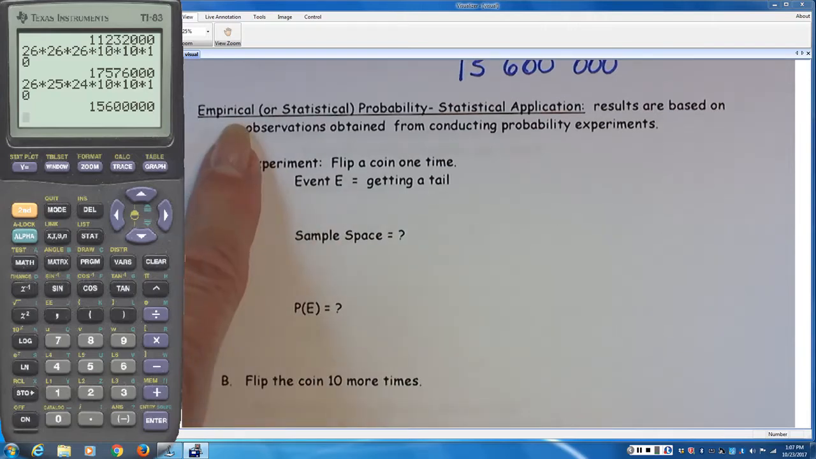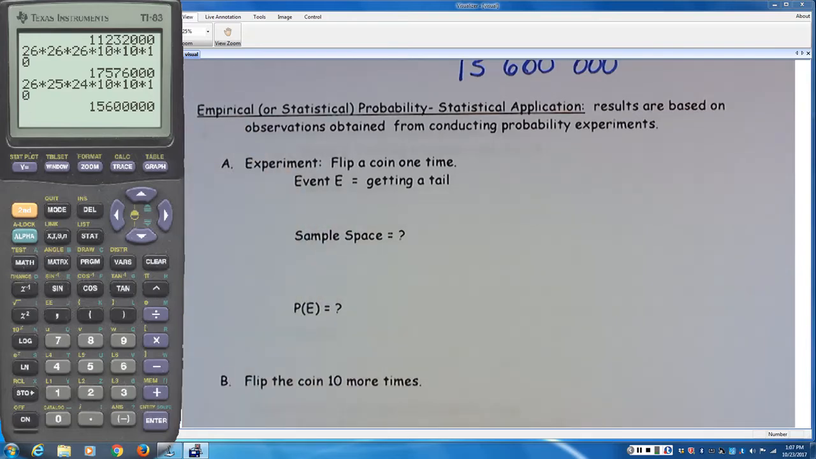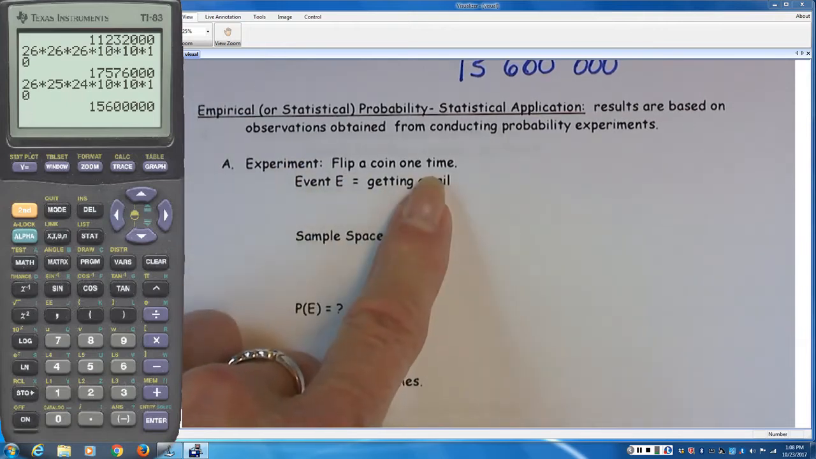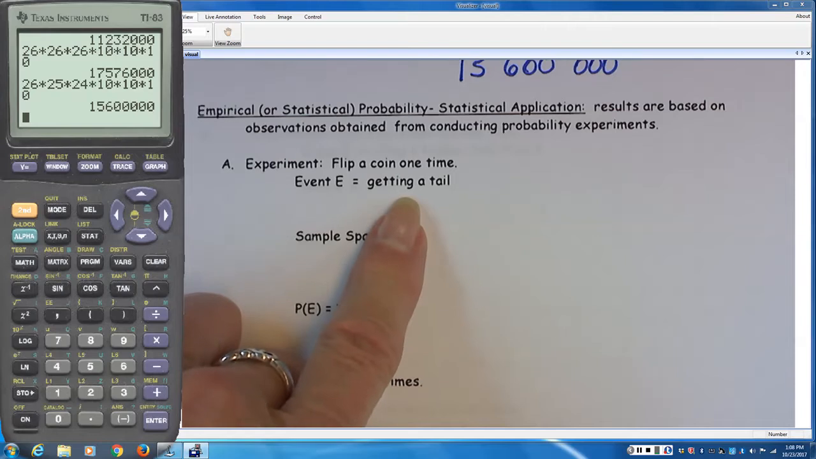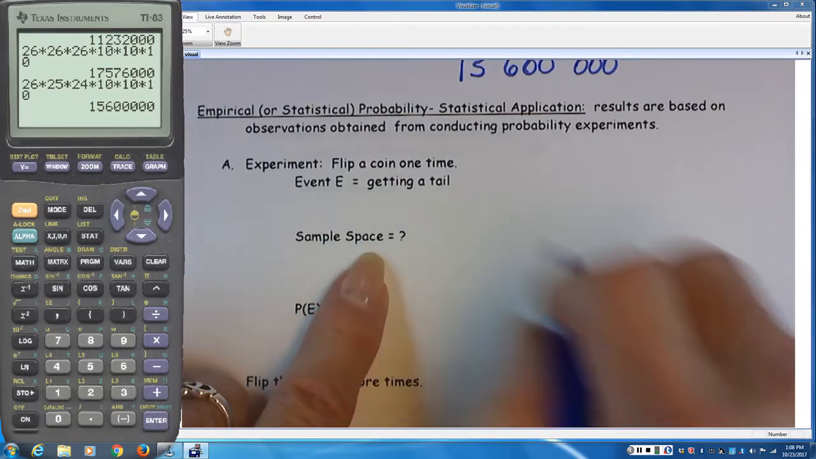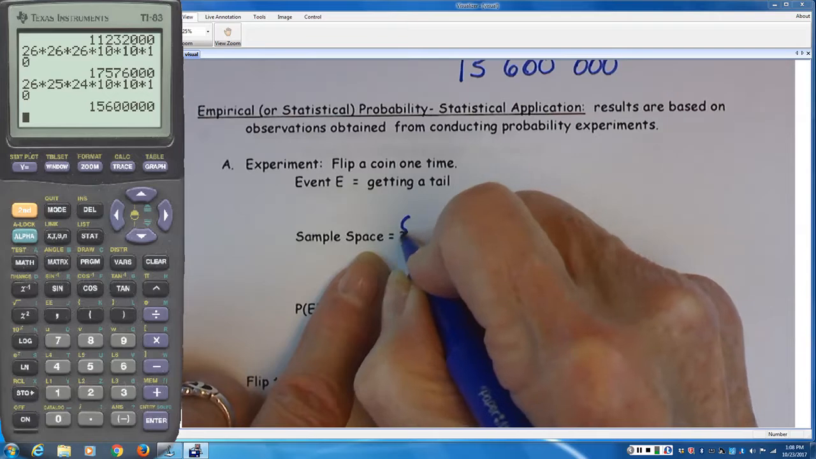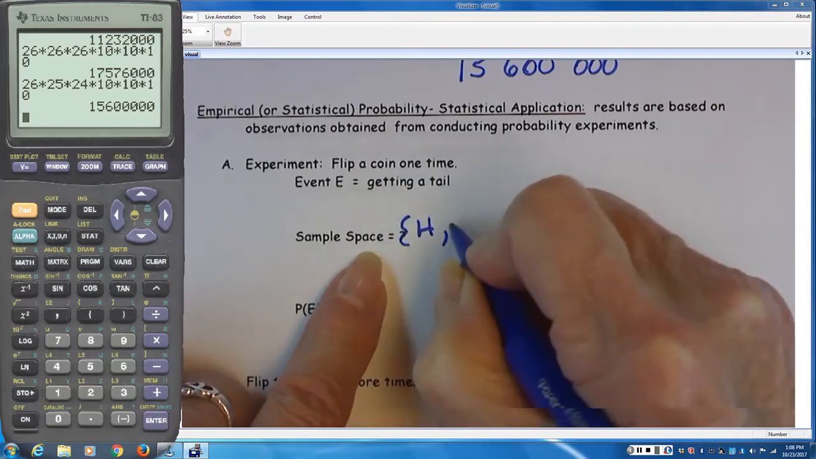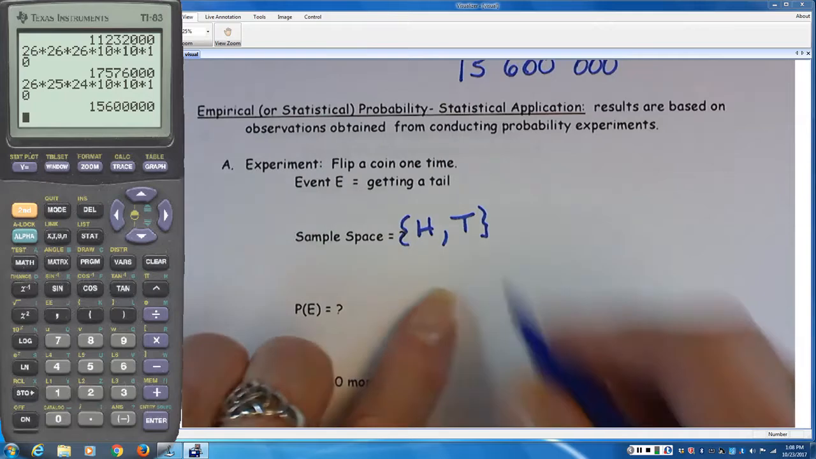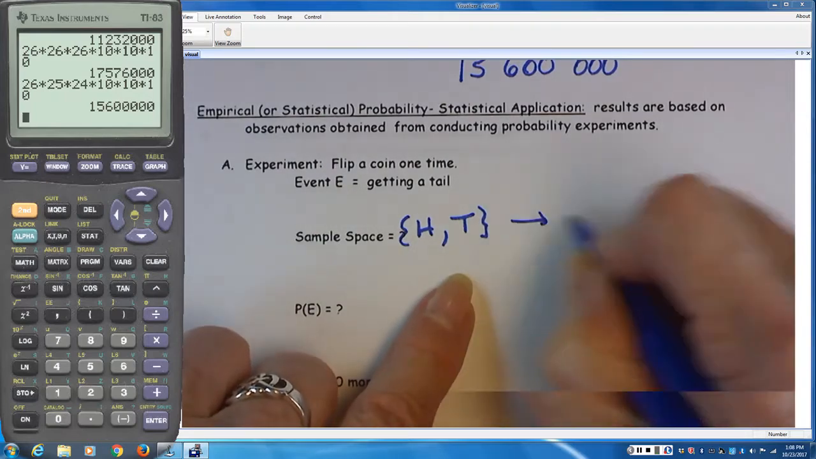Empirical probability is what we call statistical probability, which means that the results are based on observations from conducting an actual experiment. So for example, your experiment might be to flip a coin one time, and the event E would be getting a tail. So the sample space for that event, if you flip it one time, we've already looked at that. That's heads or tails, and that's it. So what that means is you have 2 outcomes.